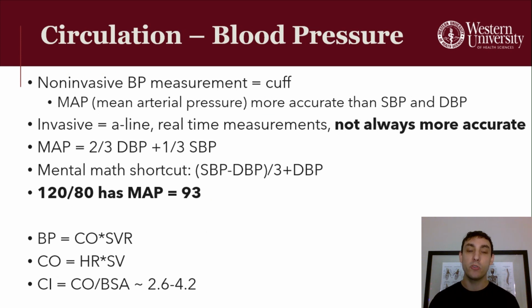Remember that MAP is 2/3 diastolic pressure plus 1/3 systolic pressure. And if you want a little mental math shortcut, you can do systolic minus diastolic, over 3, plus diastolic. Very useful if, say, you have a pressure of 73 over 43. So you have 73 minus 43 is 30, over 3 is 10, plus 43 is 53 for your MAP. A standard blood pressure of 120 over 80 has a MAP of 93.